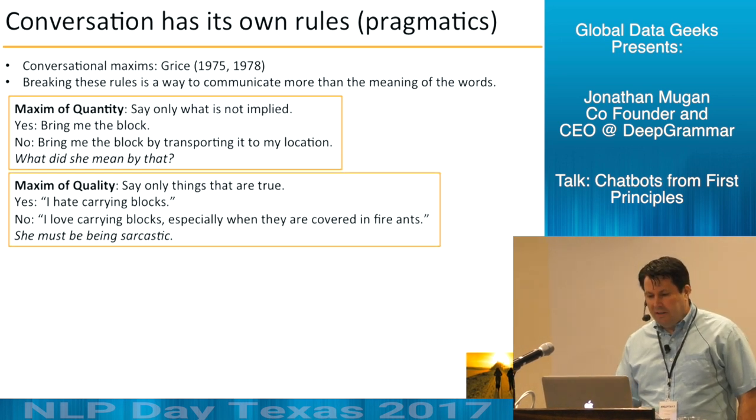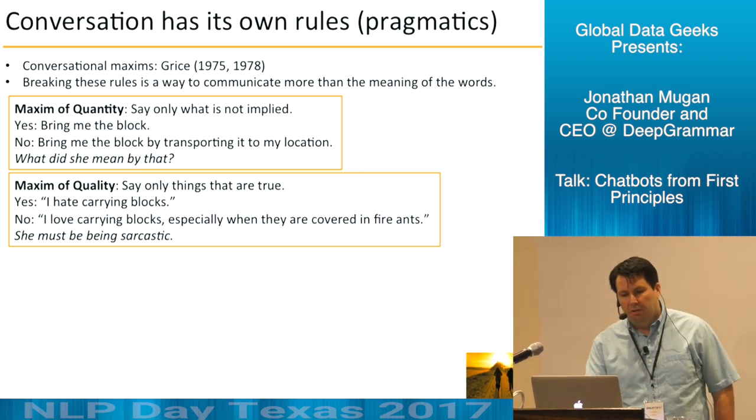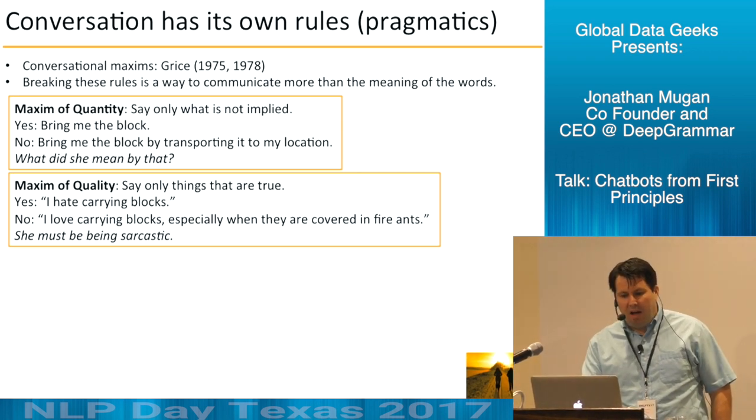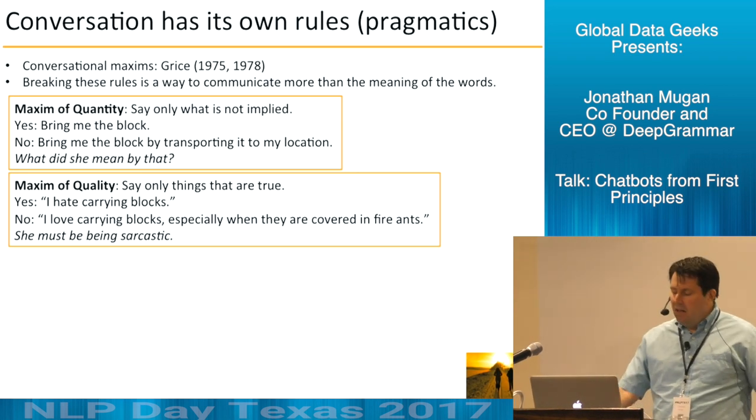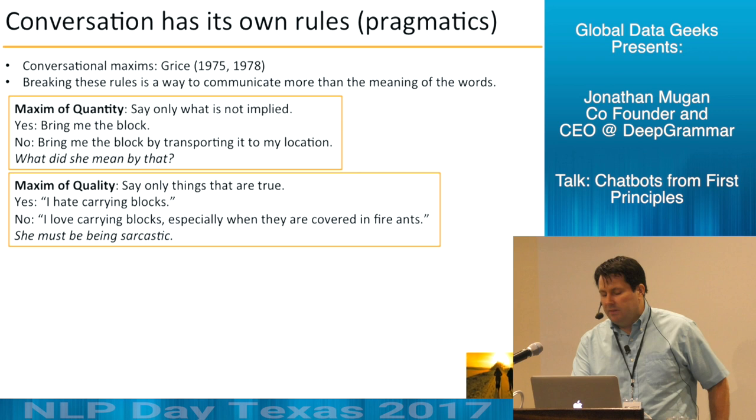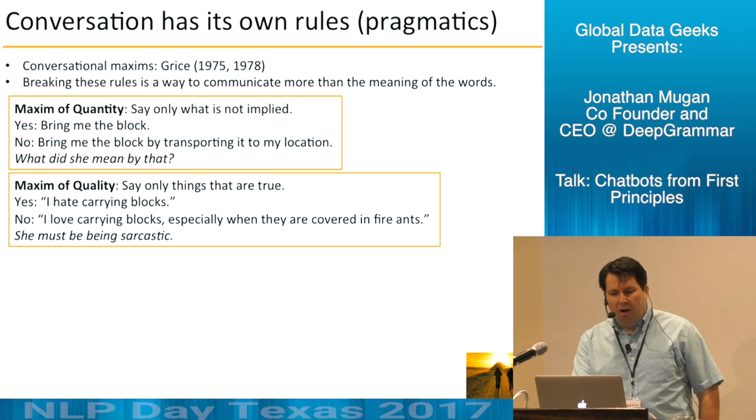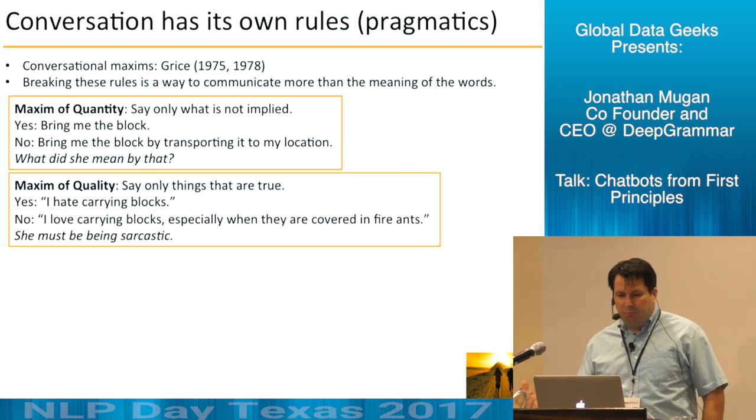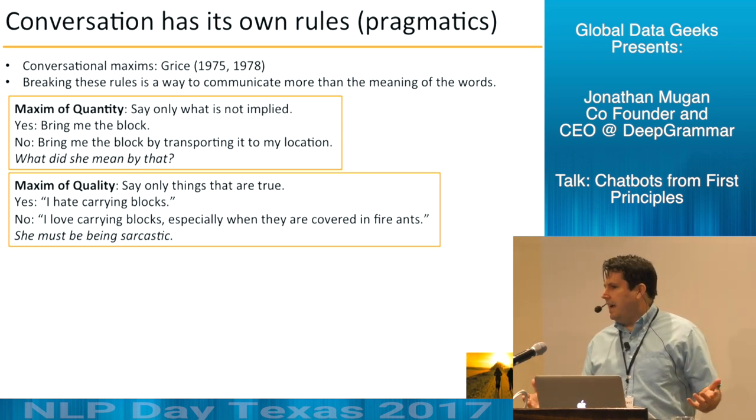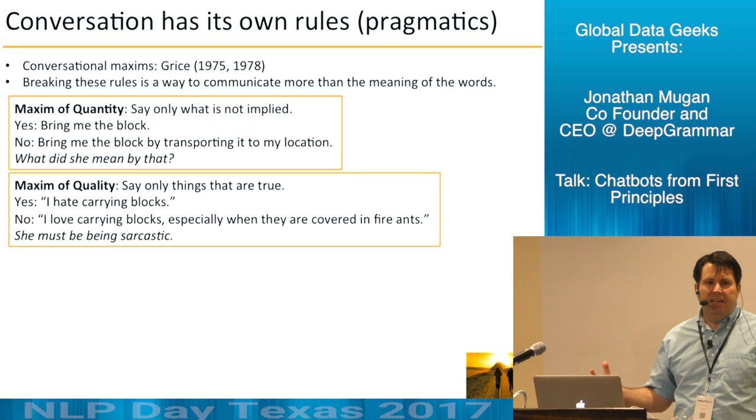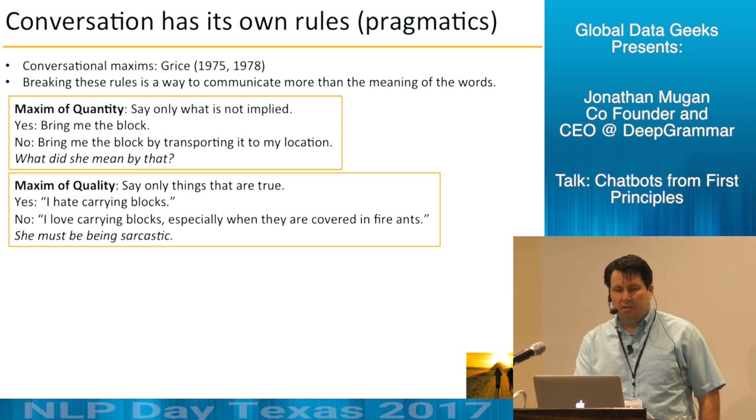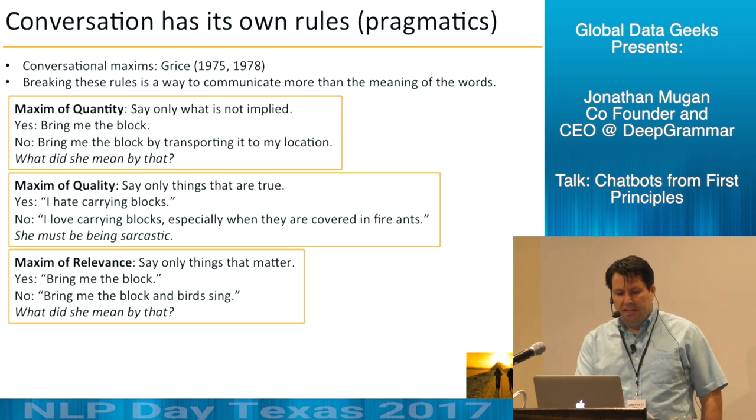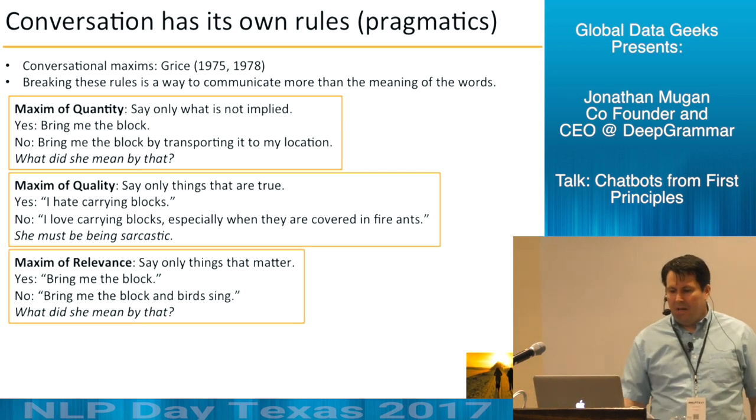The maxim of quality is you only say things that are true. So if you say, I hate carrying blocks, I know what you mean because I hate carrying them too. But if you say, no, I love carrying blocks, and I especially like when they're covered in fire ants, well, I know that you must not mean that because you'd be breaking the maxim of quality. And so you must be being sarcastic. So you convey meaning beyond the words by breaking the conversational rule. In addition, there's relevance. You only say things that matter.